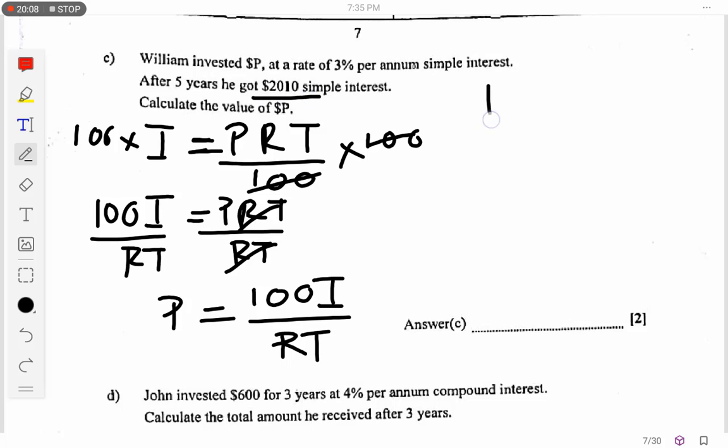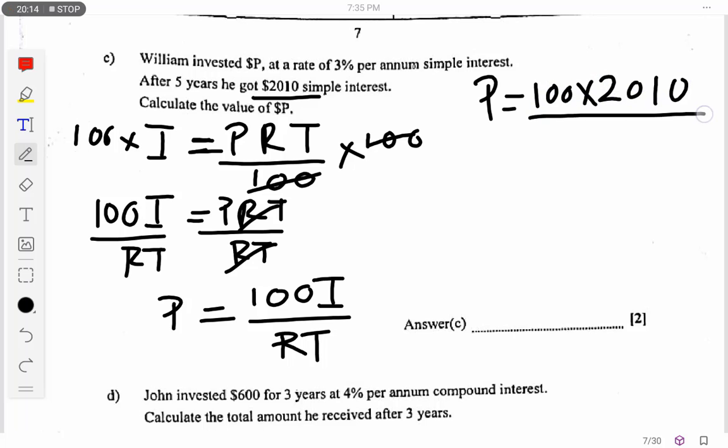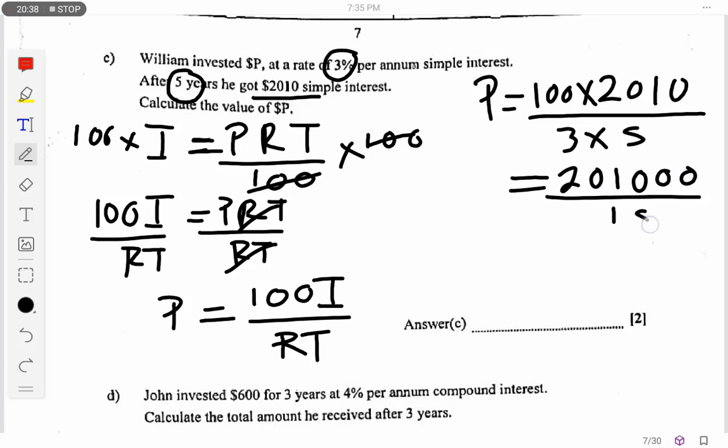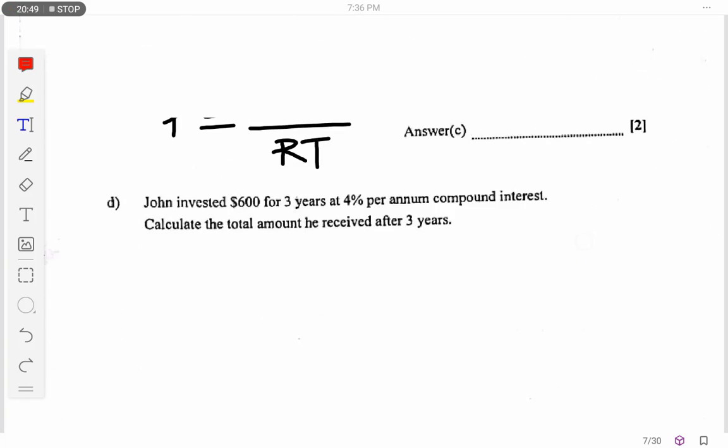And so I can write here P is equal to 100 times 2010 over our rate, in this case 3. This is our rate, 3% there, okay? Then our T is 5 years. So we can say divided by 3 times 5, which is 15. So at the end of the day, this becomes 201,000 over 15. And if you punch in your calculator, you get yourself 13,400 there. This is the interest. Okay, let's move on to the next question.